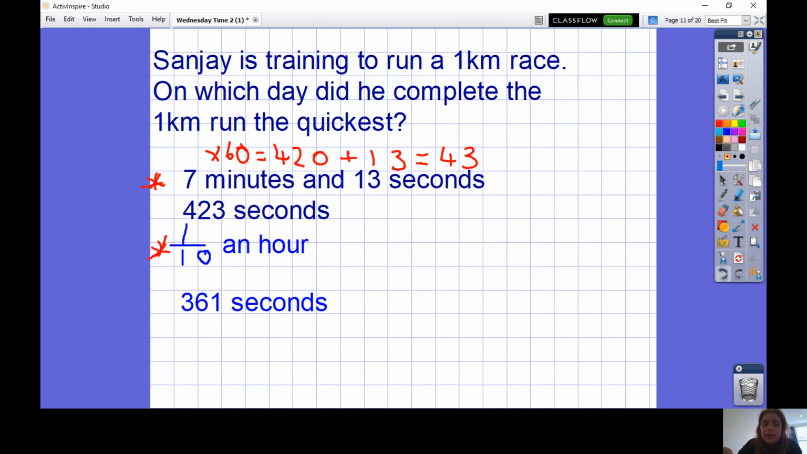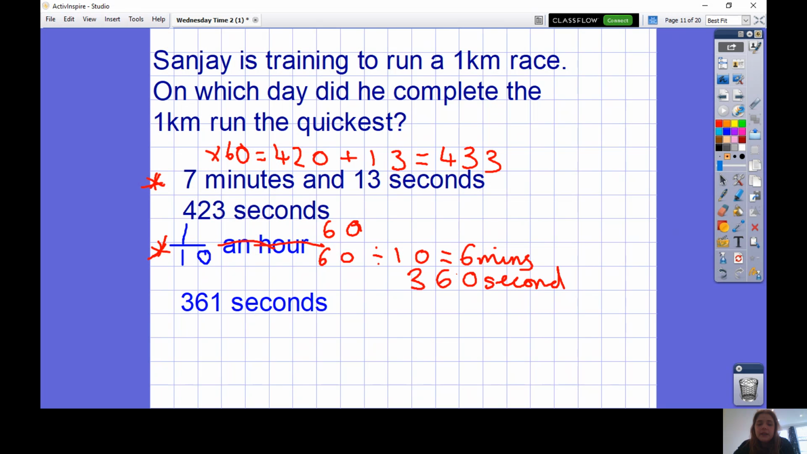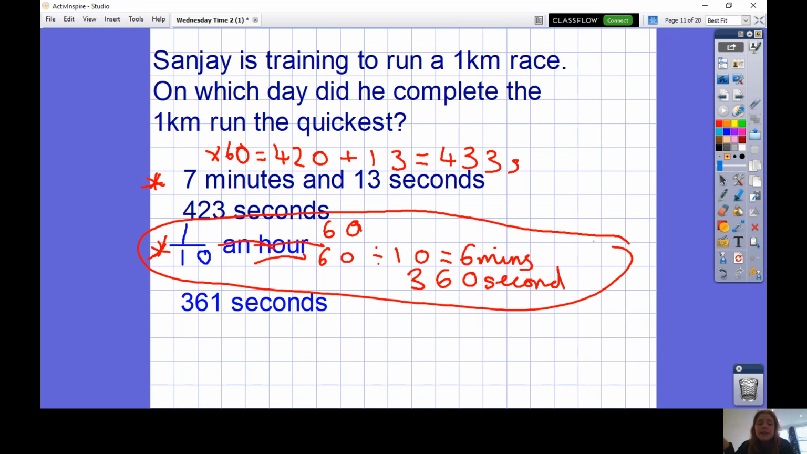Now my next one that I'm going to do is 1/10 of an hour. 1 hour is 60 minutes. Okay, 1/10 of 60 minutes, that's 60 divided by 10. That would be 6 minutes. That doesn't help me yet though, because I need it in seconds. So I need to do 6 times 60, which is 360 seconds. So even though this had the word hour in it, actually we can now see 433 seconds, 423 seconds, 360 seconds, or 361 seconds. This was the shortest unit of measure. So just make sure you're always converting, so you've got the same unit of measure.